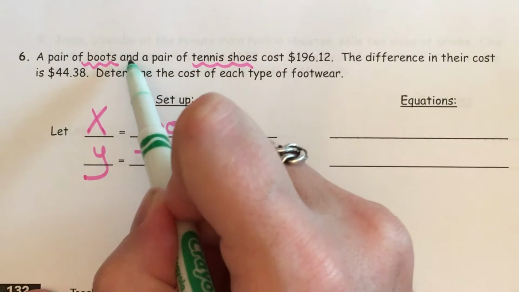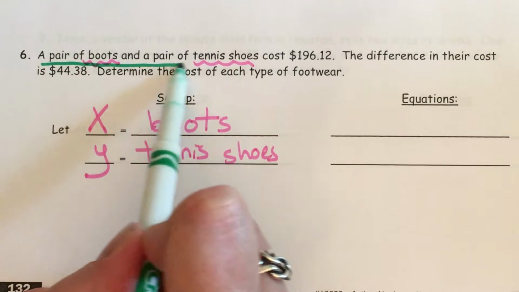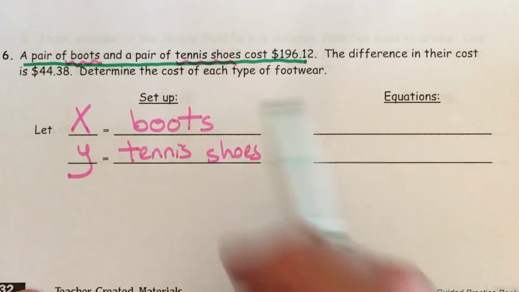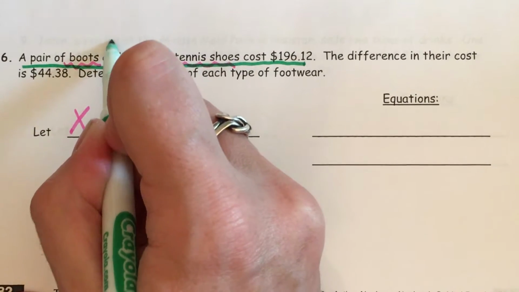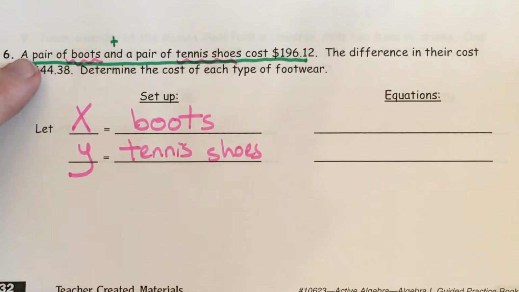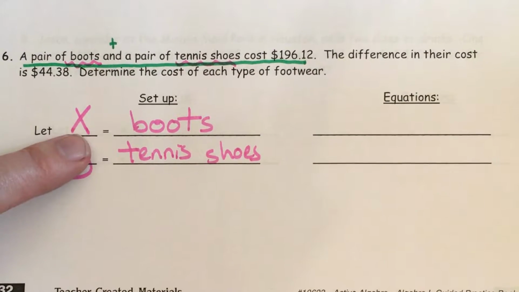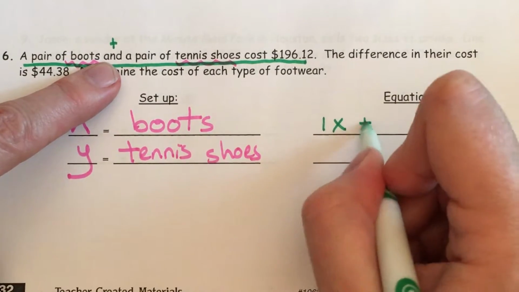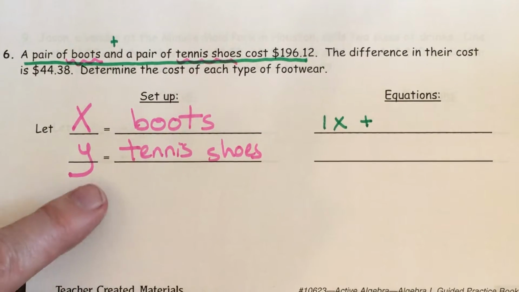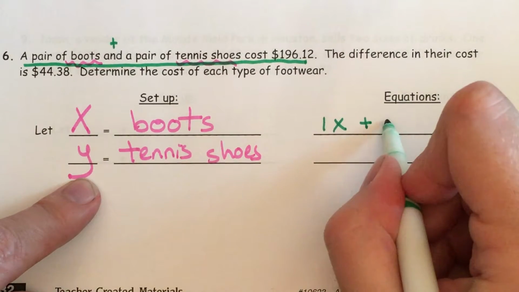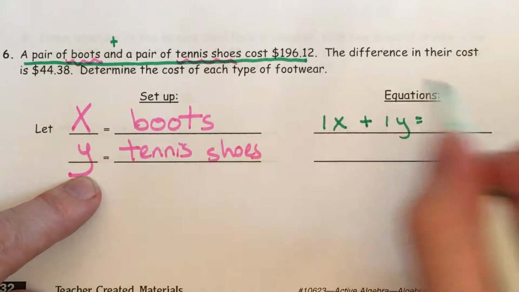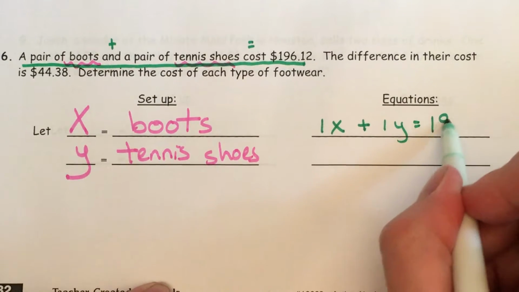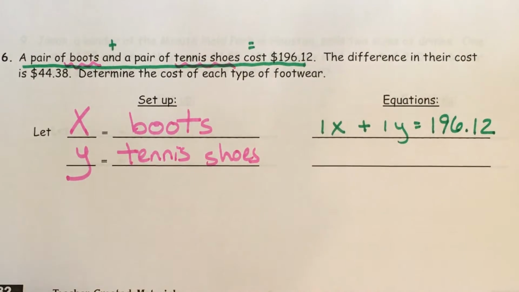A pair of boots and. So this first sentence is everything that we need for my first equation. What does and mean to do? Add. If it's a pair of boots, how many x's is that? Just one x. And plus a pair of tennis shoes, how many y's is that? Just one. And the cost still means equal $196.12. Great.